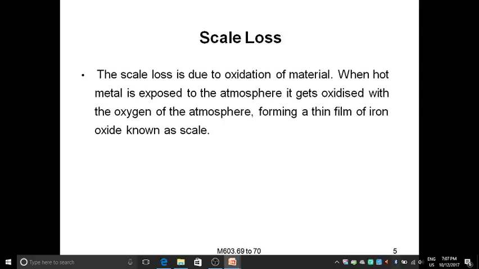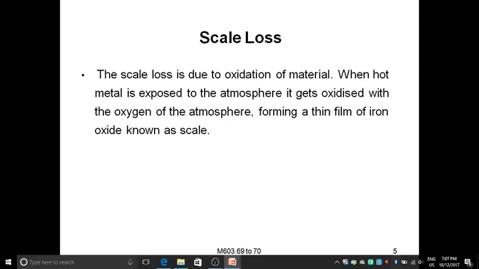Suppose you heat a ferrous based material, ferrous oxide will form. When you hammer or do an operation on the ferrous based material, that oxide will drop from the material. That means the scale will come out, the material will come out in the form of scales. This is normally a loss when you heat a material, so it needs to be considered while calculating the forging cost. This is one of the important losses in calculating forging cost.